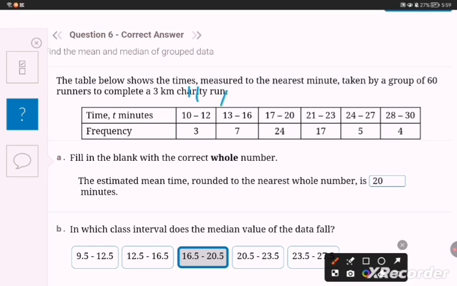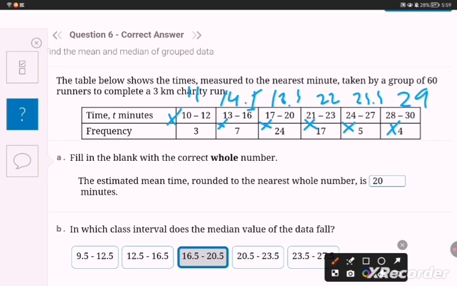So this would be 11, 14.5, 18.5, 22, 25.5, and 29. Now you're just going to take your calculator. You're going to do 11 times 3, 14.5 times 7, 18.5 times 24, 22 times 17, 25.5 times 5, and 29 times 4, over the total frequency 60. So all of that over 60.